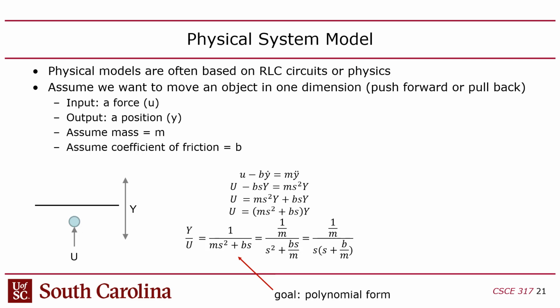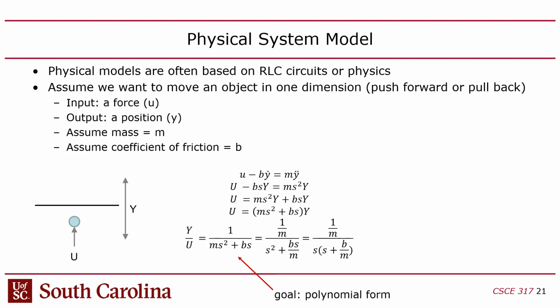And so now I've got capital U and Y, and you end up with a transfer function of Y versus U of 1 over ms squared plus bs. So I'm going to factor out s. And so I get s times (s plus b over m), and that's a problem.